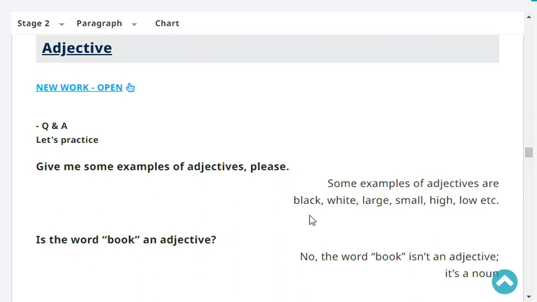Very good. Is the word book an adjective? No, the word book isn't an adjective. It's a noun.